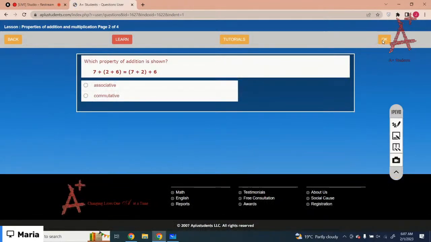Okay, which property of addition is shown? Which property is it? Is it associative or commutative? Okay, the next one is again three numbers are involved on both sides. They are exactly the same, so this is the associative property. Very good. So the correct option is associative.